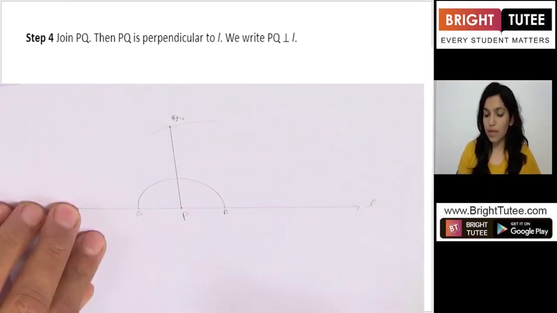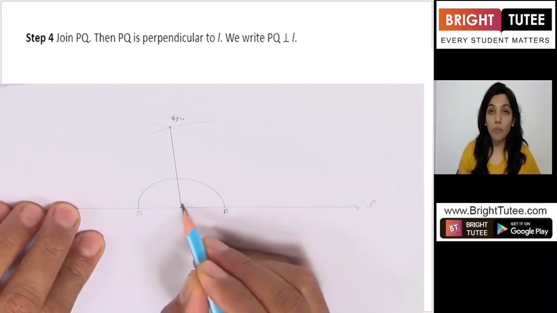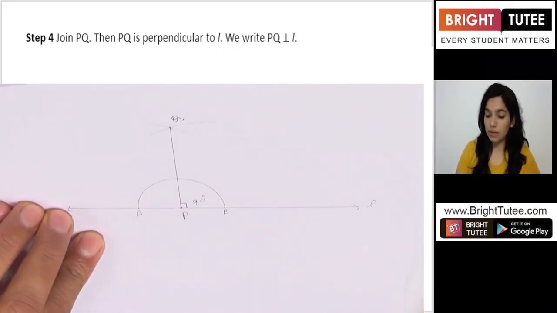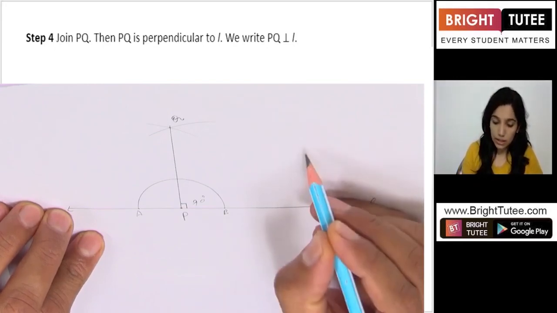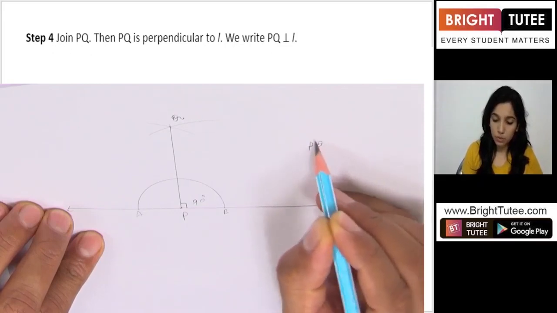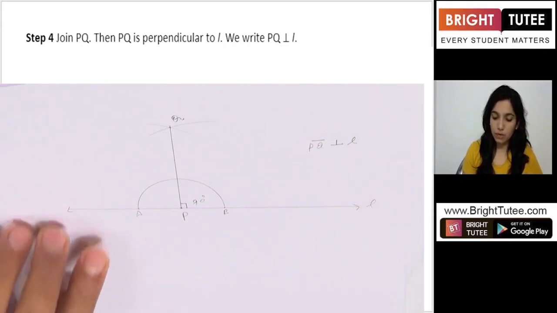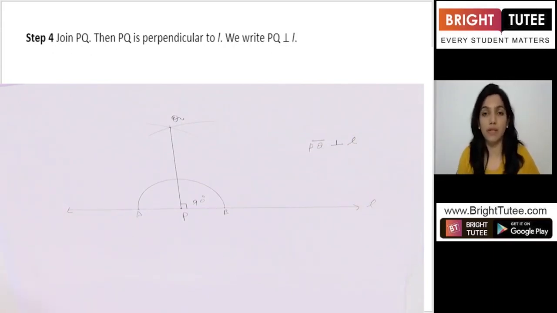We will observe that PQ forms a 90-degree angle with this line, particularly given as line L. I hope this is clear. So when we join PQ, PQ is perpendicular to L, and how do we write it? We write it as PQ perpendicular to line L. This inverted T is the sign of perpendicular.